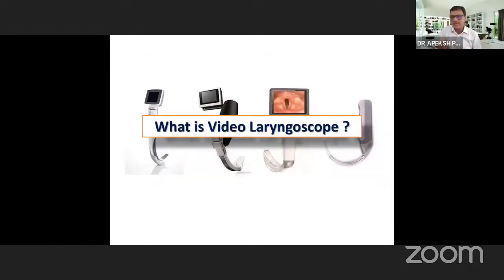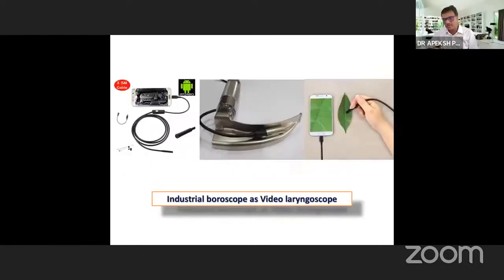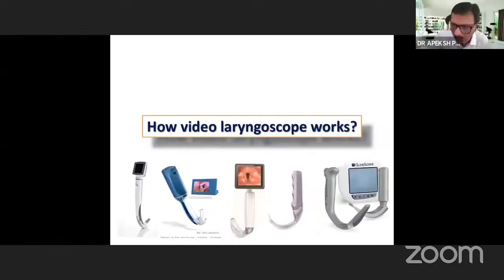Nowadays, compact, high resolution micro cameras are available, which can be embedded on the tip of a scope, converting any scope into a video laryngoscope. And many people attach that camera to a Macintosh type of blade. So will this serve the purpose of overcoming the problems of direct laryngoscopy? Let's discuss that. How does a video laryngoscope work?